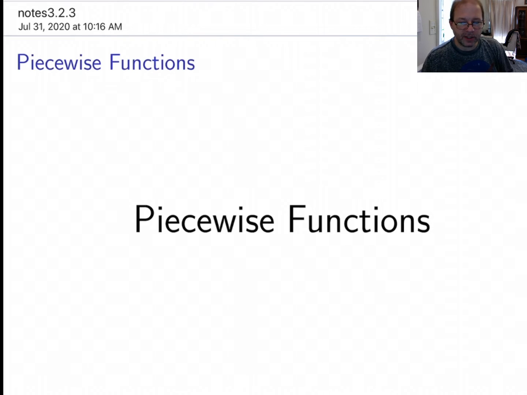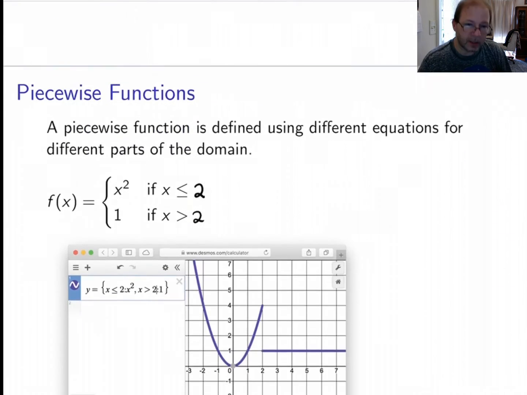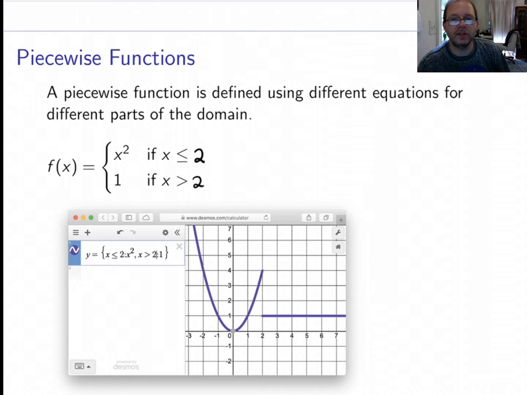Hi, let's talk about piecewise functions. A piecewise function is defined using a different equation for different parts of the domain. So here's an example. f of x is x squared when x is less than or equal to 2, and f of x is 1 when x is greater than 2.